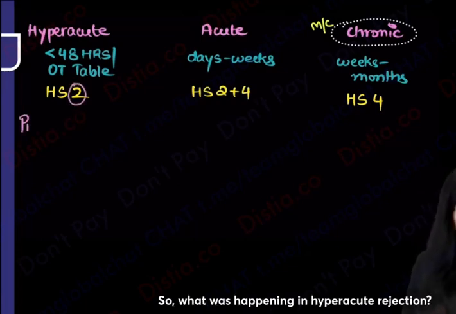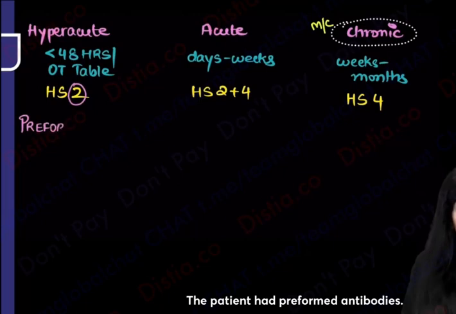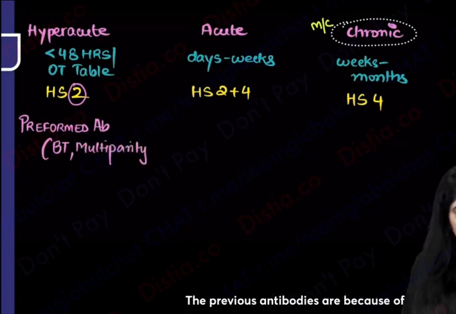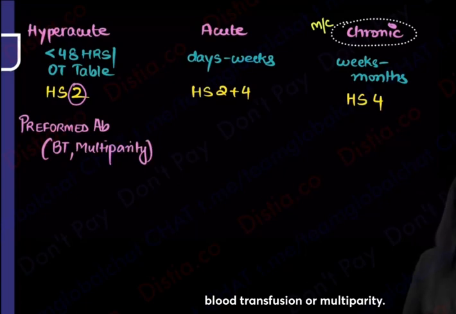So what was happening in hyperacute rejection? The patient had preformed antibodies. The preformed antibodies were either because of blood transfusion or because of multiparity. I hope you are with me on this. The previous antibodies were because of blood transfusion or multiparity.